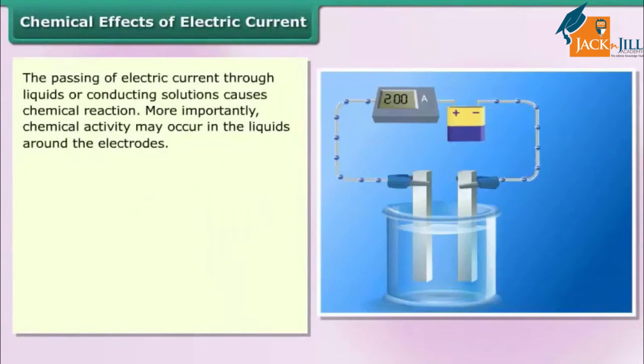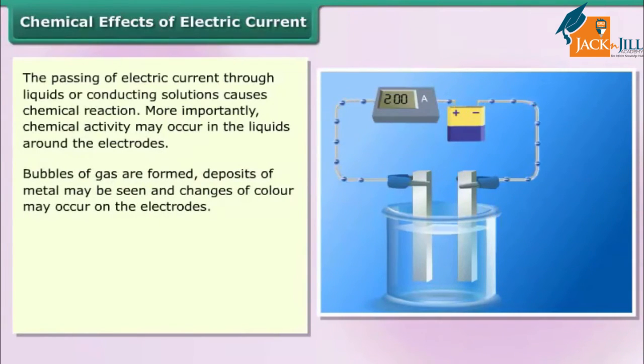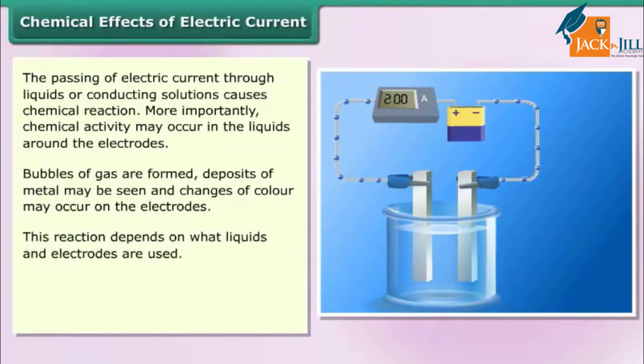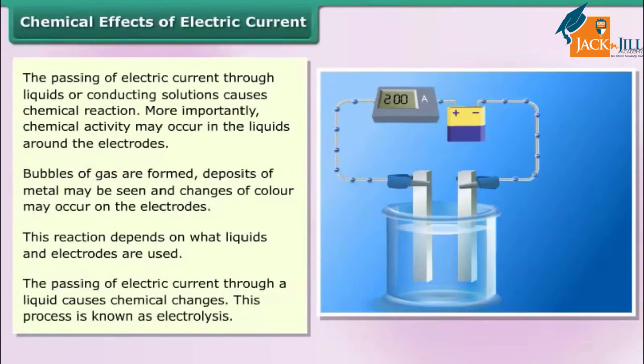The passing of electric current through liquids or conducting solutions causes chemical reaction. More importantly, chemical activity may occur in the liquids around the electrodes. Bubbles of gas are formed, deposits of metal may be seen, and changes of color may occur on the electrodes. This reaction depends on what liquids and electrodes are used. The passing of electric current through a liquid causes chemical changes. This process is known as electrolysis.